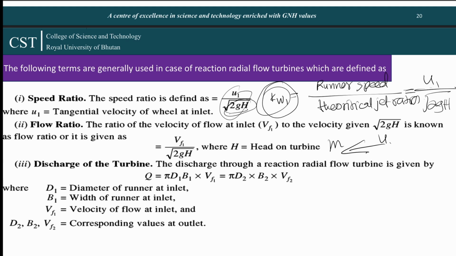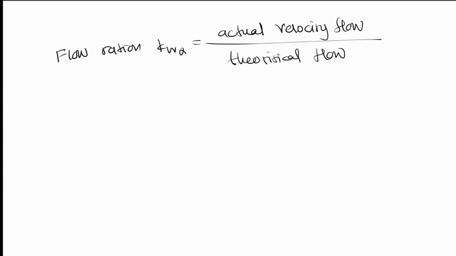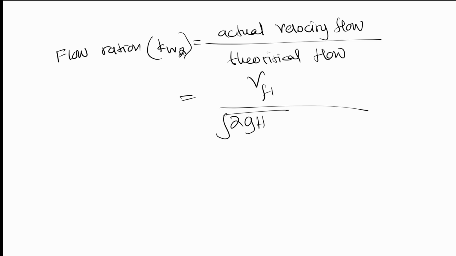And about the flow ratio, similar to what we have done for the speed ratio, let's represent this flow ratio by kf. We will get this flow ratio by taking the actual flow velocity and the theoretical velocity. The actual velocity can be taken as vf1, and the theoretical velocity can be root 2gh. So that is for the flow ratio.